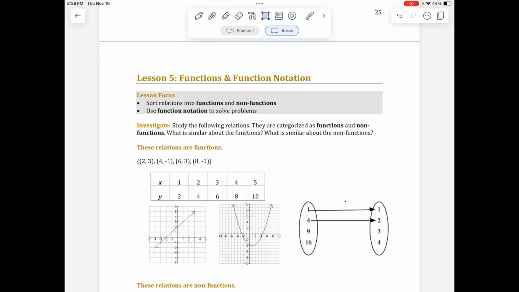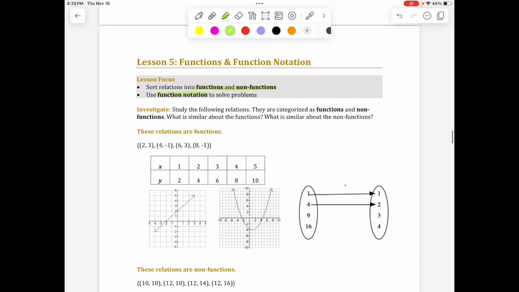All right, I'd just like to go over lesson 5, functions and function notation. So the first part of the lesson, we want to sort relations into functions and non-functions. And then we're going to look at function notation today as well to solve problems.